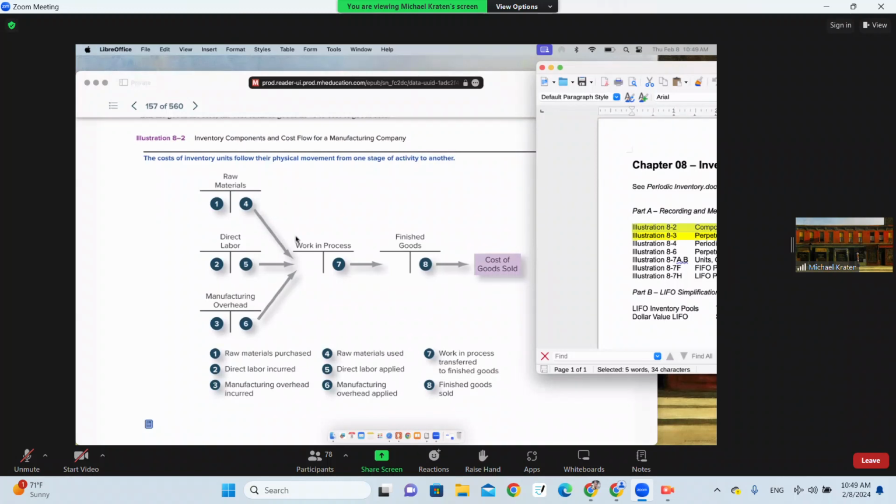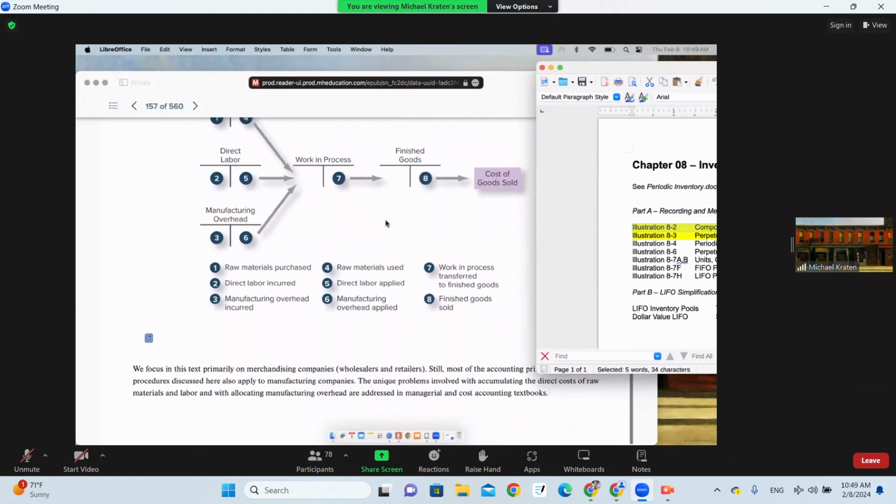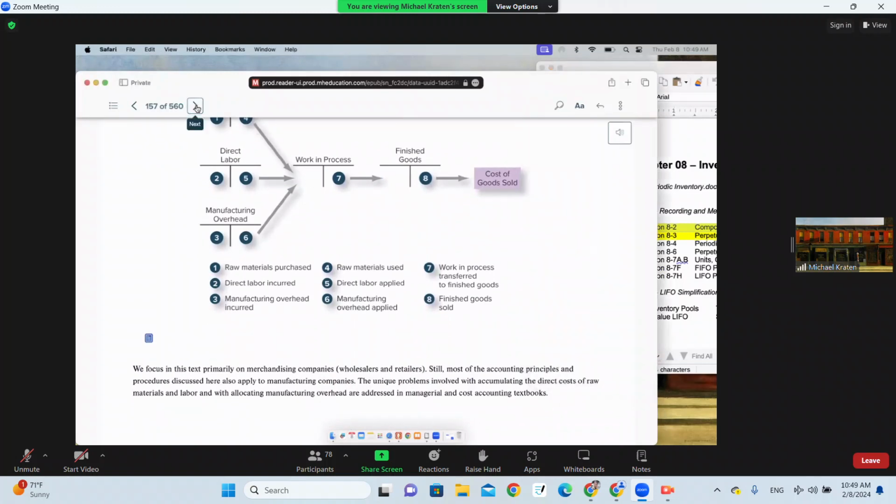By the way, if you look at illustration 8-2, there is no non-manufacturing overhead. There is only manufacturing overhead, because overhead, by definition, at this level of accounting, as we are teaching you this, overhead only refers to manufacturing costs. Okay, so that's 8.2.